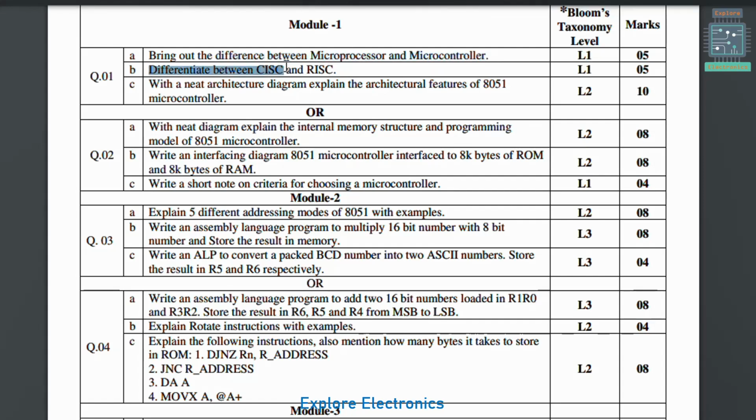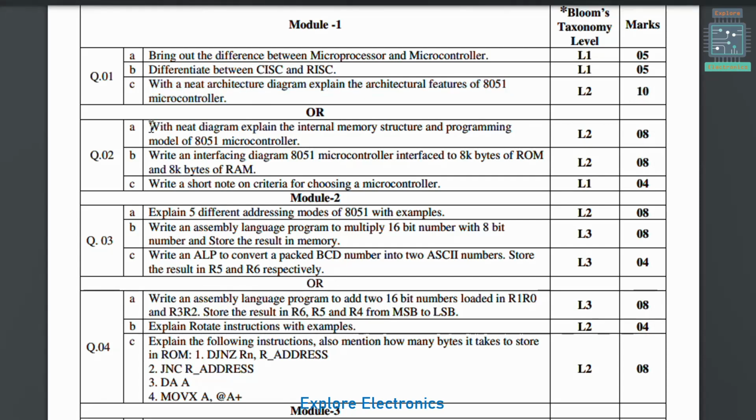Then comes the difference between CISC and RISC. This is also an important concept to understand the difference between CISC and RISC architectures. And then comes the architecture of 8051 microcontroller. So this architectural diagram or the block diagram of 8051 microcontroller is also repeatedly asked. This question you can easily expect in exam for 8 to 10 marks. Here also 10 marks they have asked.